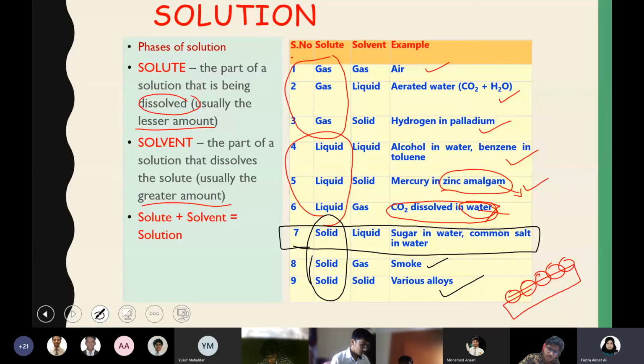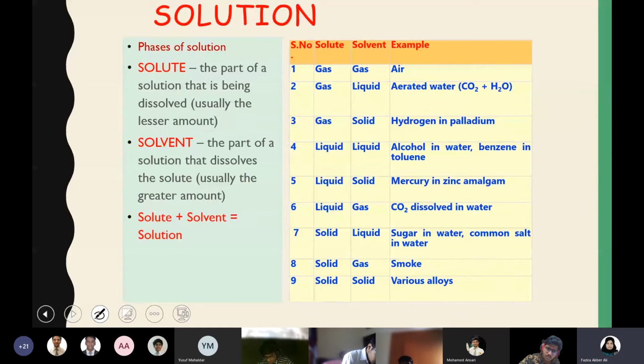So this is how you can classify solutions based on the state or phase of solute and solvent. There are 9 different categories based on the state of solute and solvent, and you can give many examples. Some are described here and you can find more.